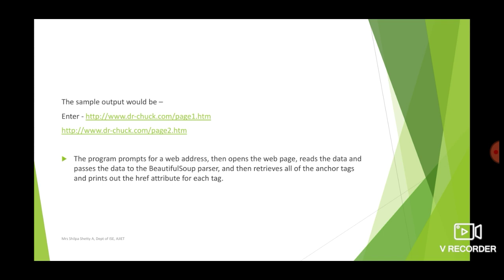So the program prompts for a web address, then opens the web page and reads the data, and passes the data to the Beautiful Soup parser, and then retrieves all of the anchor tags and prints out the href attribute for each tag. I hope this is clear to you.